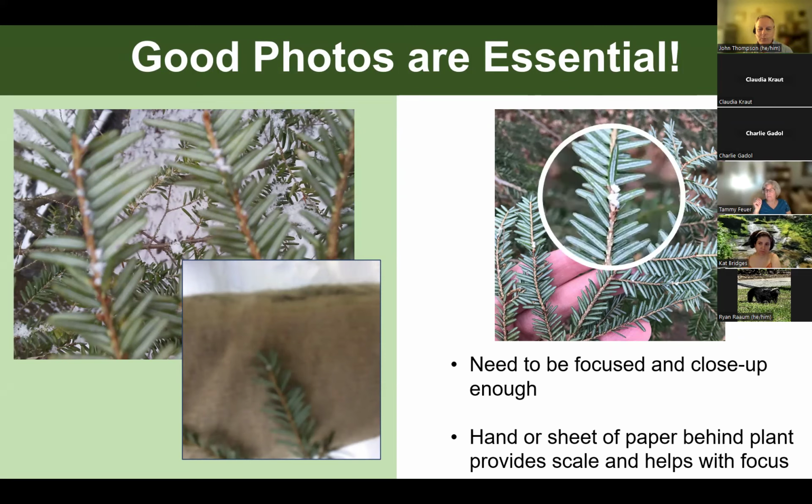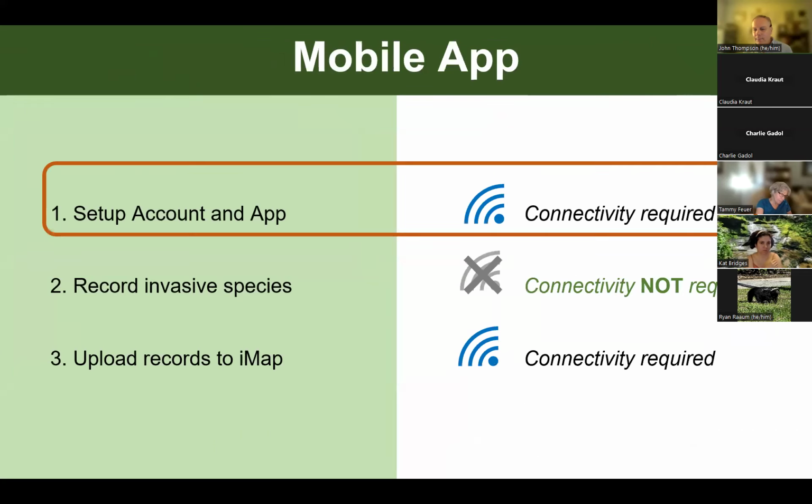What we really want is to be able to focus on the hemlock woolly adelgid. When you send in or upload an observation of hemlock woolly adelgid, somebody is going to look at it and try to verify whether that's hemlock woolly adelgid or not. And like I said, if the photo's not good, they may not be able to identify it.